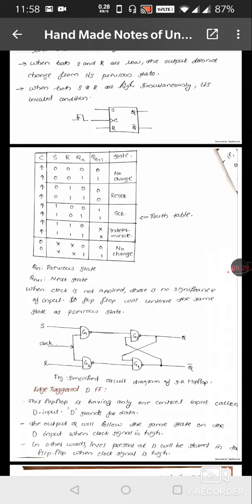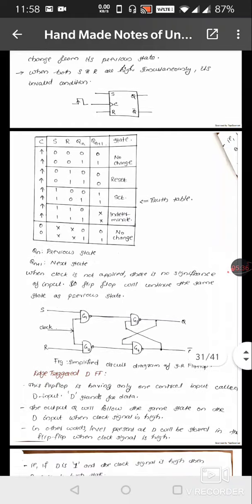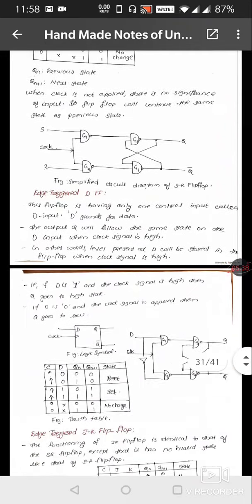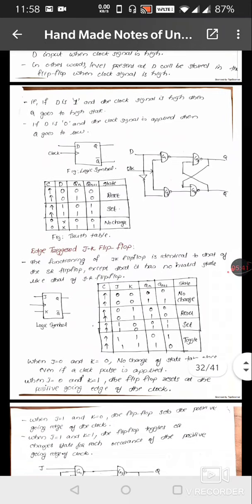So these values which you can put in the SR flip-flop, for which you get no value for Qn plus 1, are solved in this JK flip-flop. In this JK flip-flop, you can see there are four states showing: the first state is no change, the second state is reset, then set, then toggle. There is no cross. It means there is no such value which is not possible for Qn plus 1 or Q.